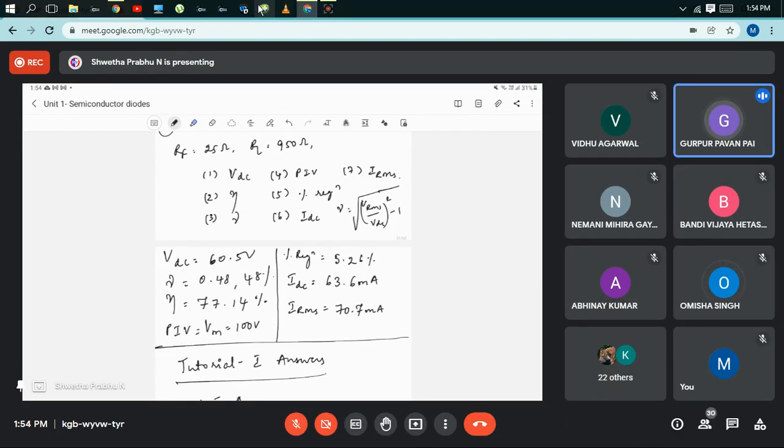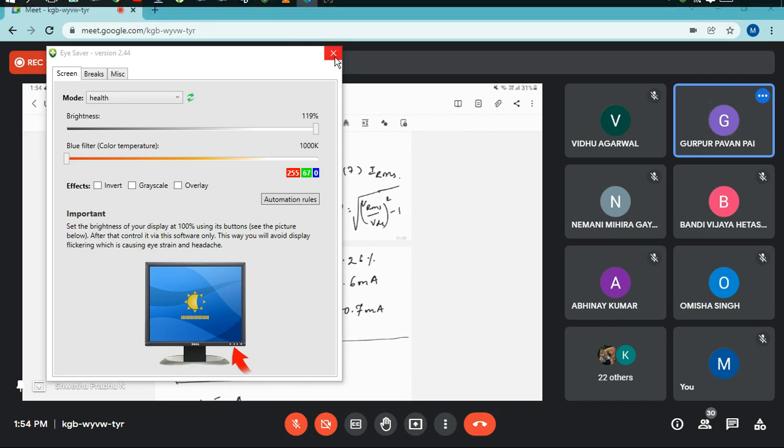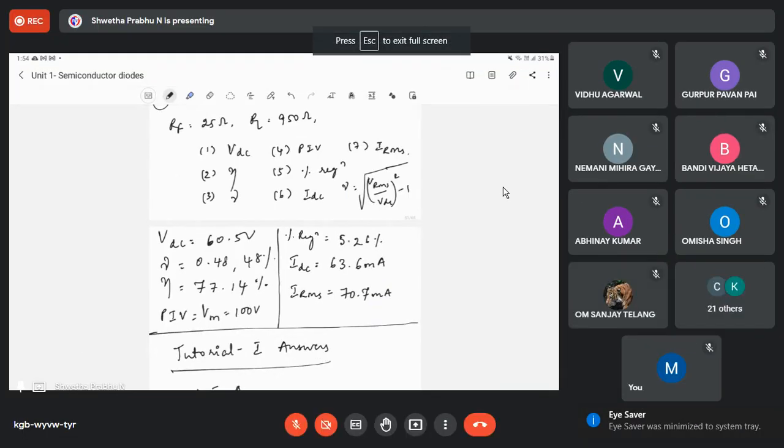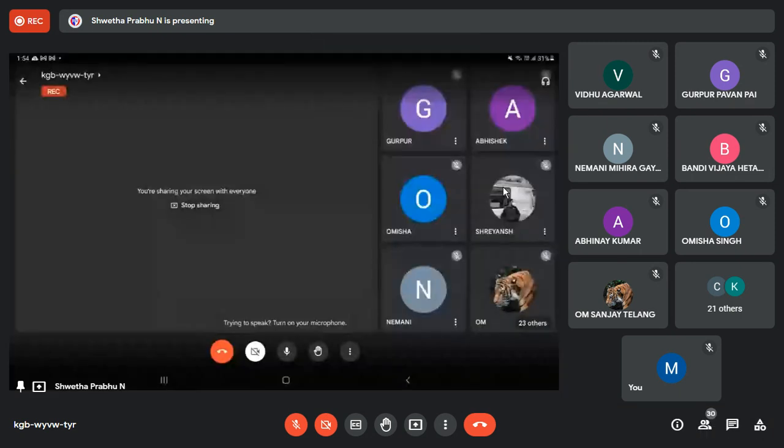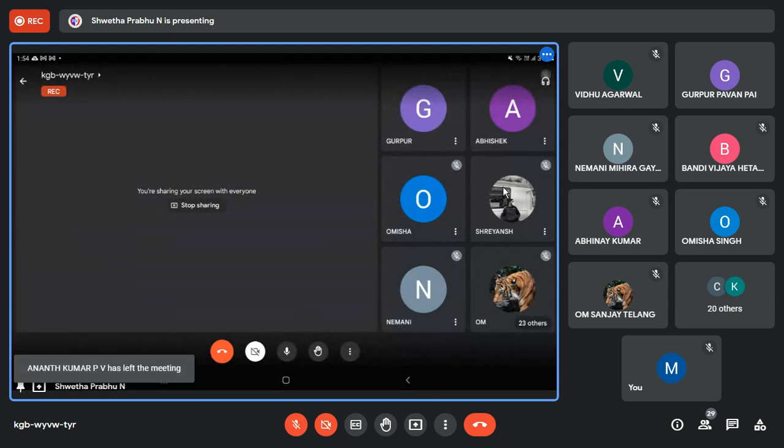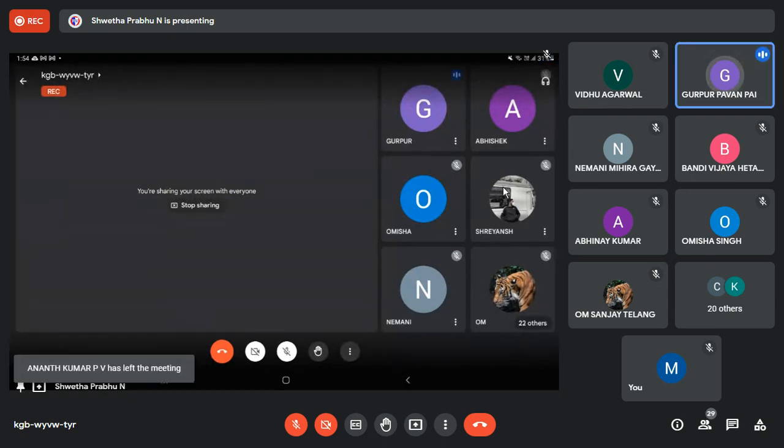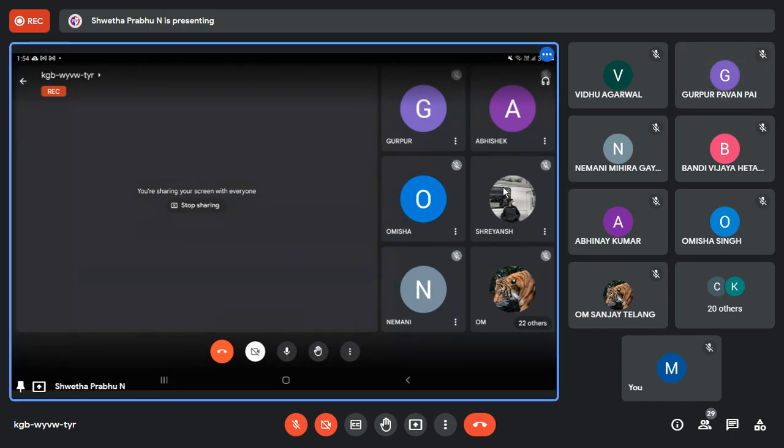So, use this. Ripple factor is the same for all rectifiers of this type. It should remain approximately the same. Even if it is not exactly 48%, you should get in and around 48% at least when you do the calculation. Yes, ma'am, understood.